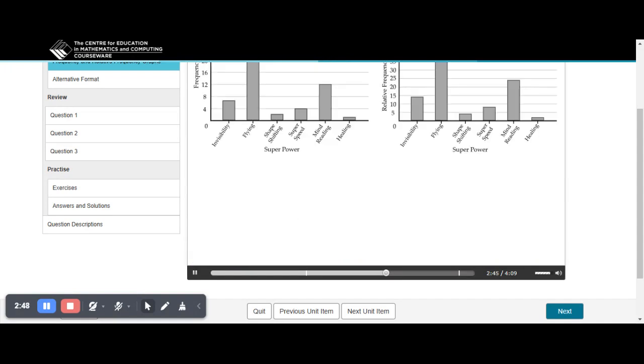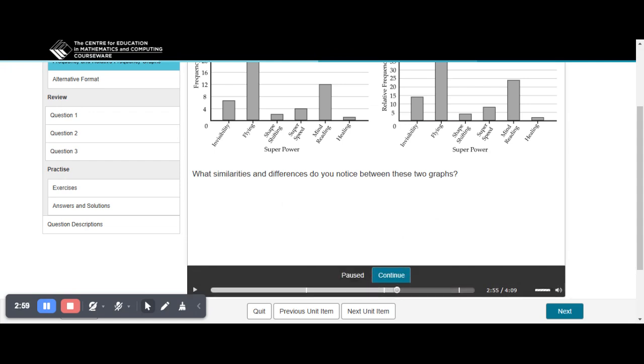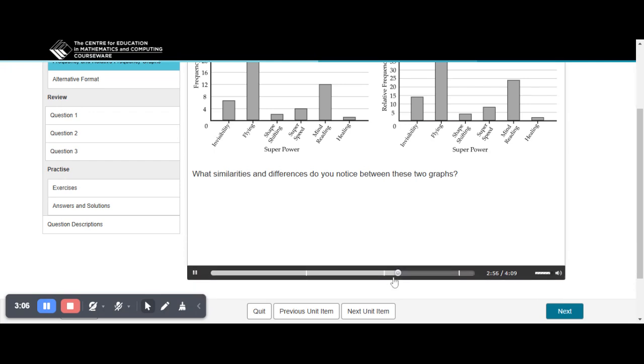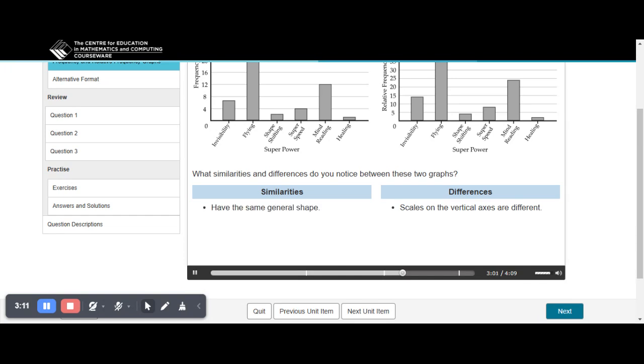Here is the frequency graph and the relative frequency graph for the superpower data. What similarities and differences do you notice between these two graphs? Even though the scales on the vertical axes of each graph are different, you may have noticed that the general shape of each graph is the same. This allows both graphs to be used for comparisons between categories.